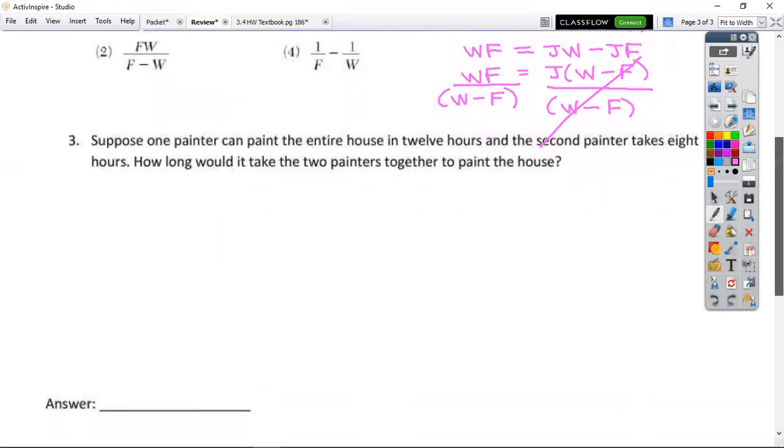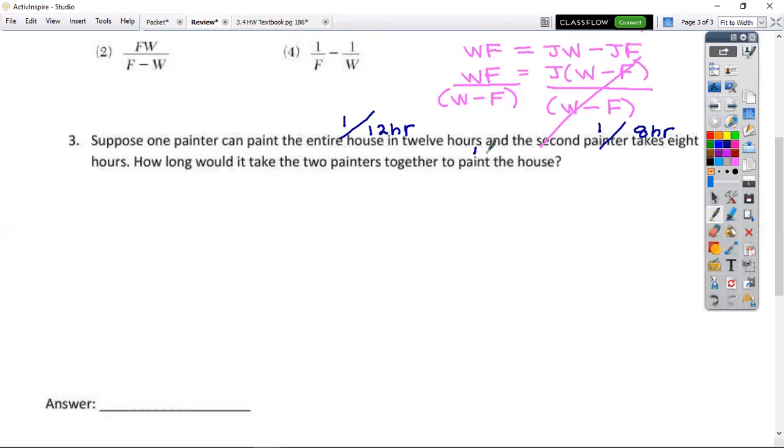Last 2 are your word problems. All right, please don't overcomplicate these setups. So suppose one painter can paint an entire house in 12 hours. So we are accomplishing one task over the course of 12 hours. The second painter takes 8 hours. So how do I write the second painter? One house over the course of 8 hours, yeah. How long is it going to take them to paint the one house together?